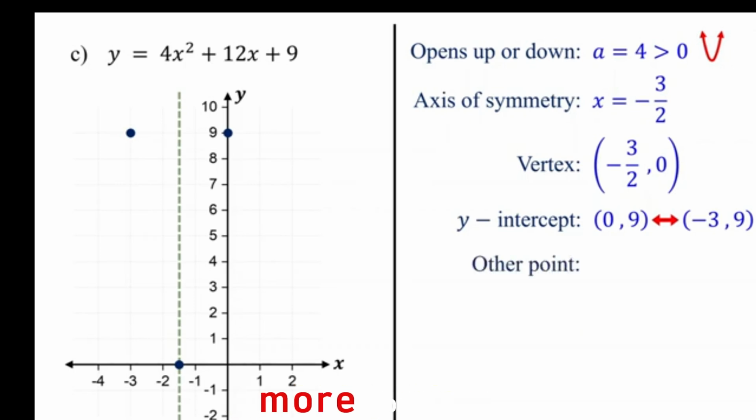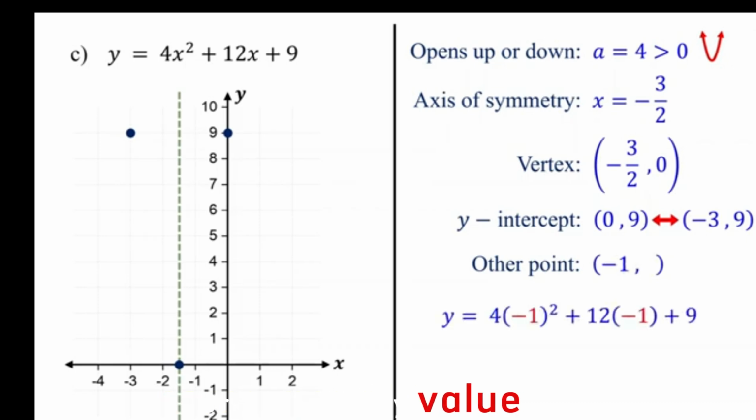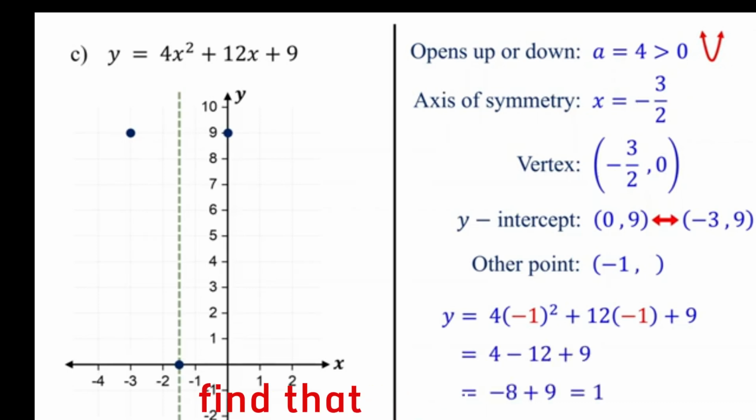So, to add 2 more points, take an x value closer to the axis of symmetry and find its corresponding y value, and then locate a point symmetric to it across the axis of symmetry, just as we did in the previous example. You can take x equals -1. Then find its corresponding y value by substituting -1 for x into the original function. Simplifying this, we find that y equals 1. So, we have the point (-1, 1). Plot this point on the graph.